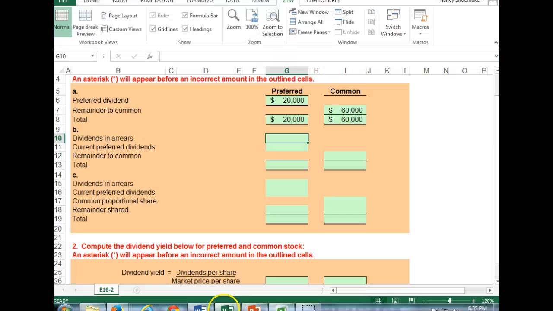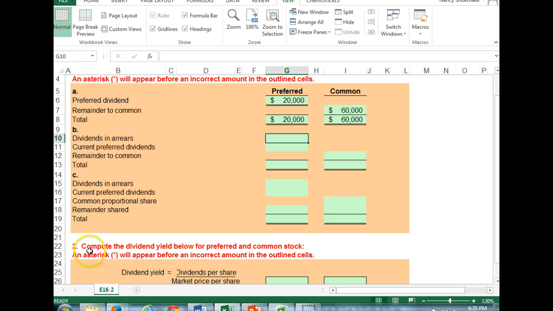What does it mean if something isn't cumulative? There's no arrears. So for Part A, we would pay $20,000 in preferred dividends to the preferred stock, and the rest goes to the common stock. Does that make sense? How many of you get that?